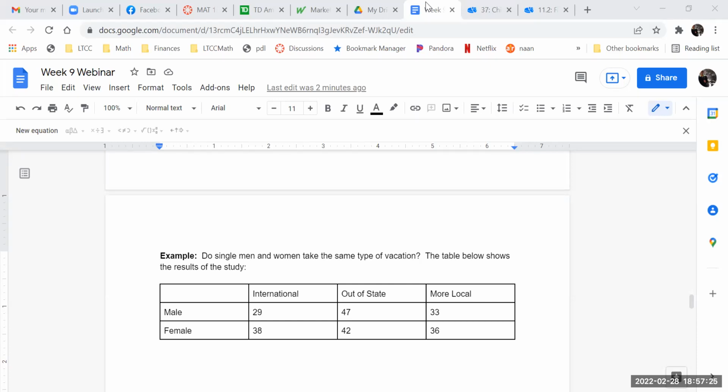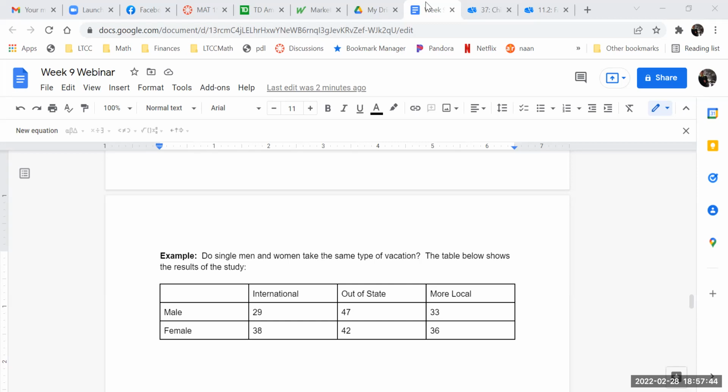We're not seeing if gender is independent of type of vacation. We're comparing the two distributions for the genders. Okay, it's very subtle. Okay, any questions on this idea?